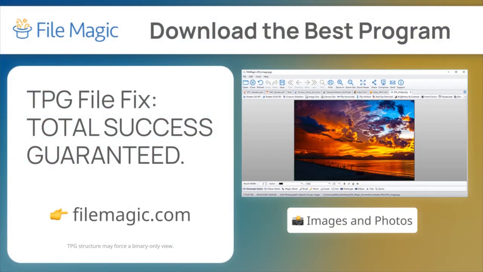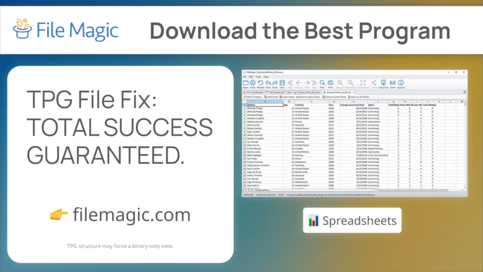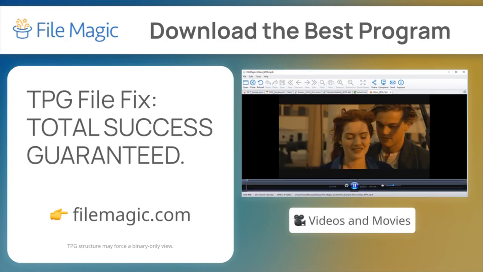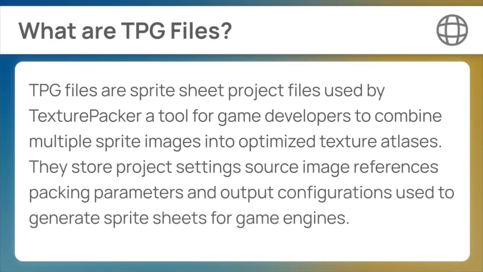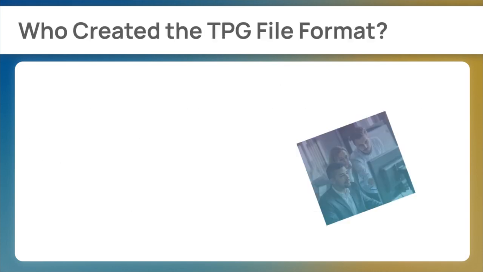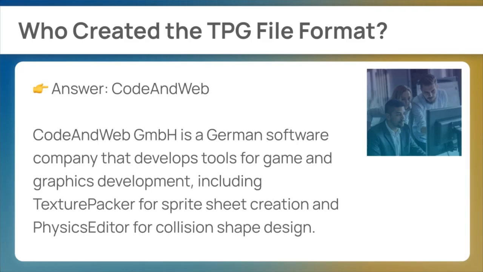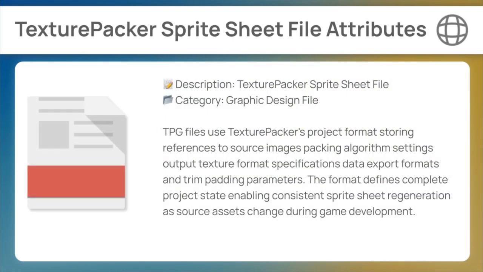The efficacy of this tool hinges on the speed and analysis power of a single TPG file inspection program that services hundreds of formats. TPG files are sprite sheet project files used by TexturePacker, a tool for game developers to combine multiple sprite images into optimized texture atlases. They store project settings, source image references, packing parameters, and output configurations used to generate sprite sheets for game engines.